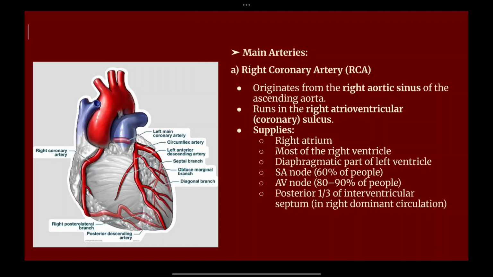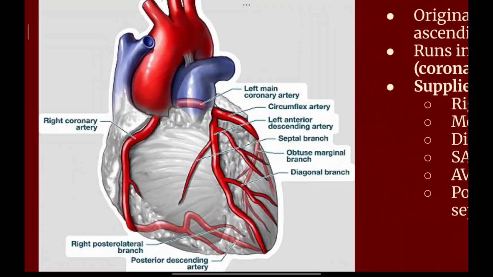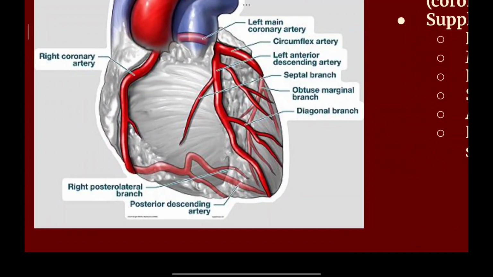Now the posterior 1/3 of the interventricular septum is also supplied by the RCA in the right dominant circulation. So basically the RCA, as it says, covers most of the right portion of the heart. So the right dominant circulation is going to happen over here. And as you can see, there are various other arteries; we'll see the left main coronary artery later. Just focus on the right coronary artery.